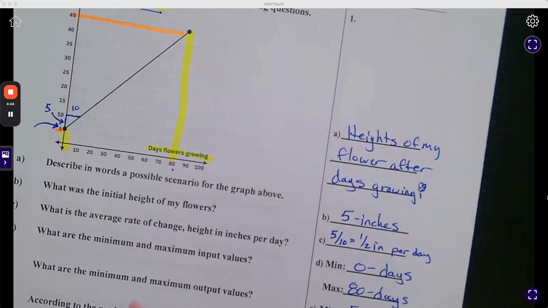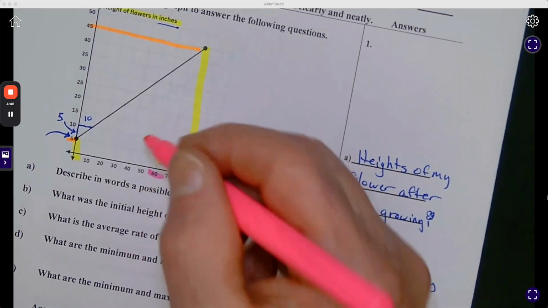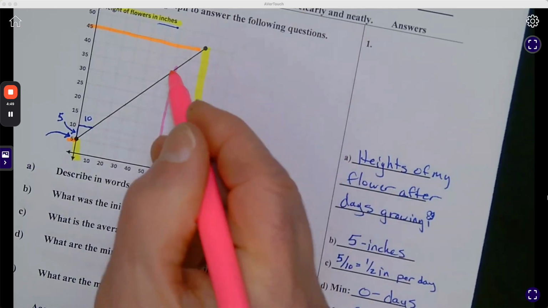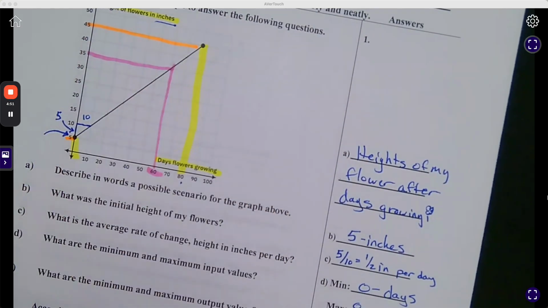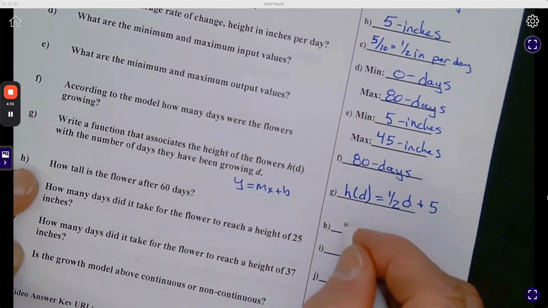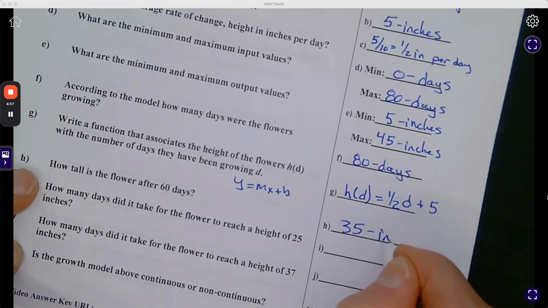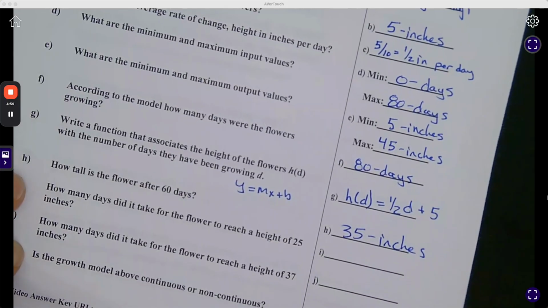How tall were the flowers after 60 days? All right, well, I'm going to go up to my graph, and I'm going to find 60 days. There it is. And I'm going to go up and over. They were 35 inches tall. Make sure you do unit of measurements on all of these things.